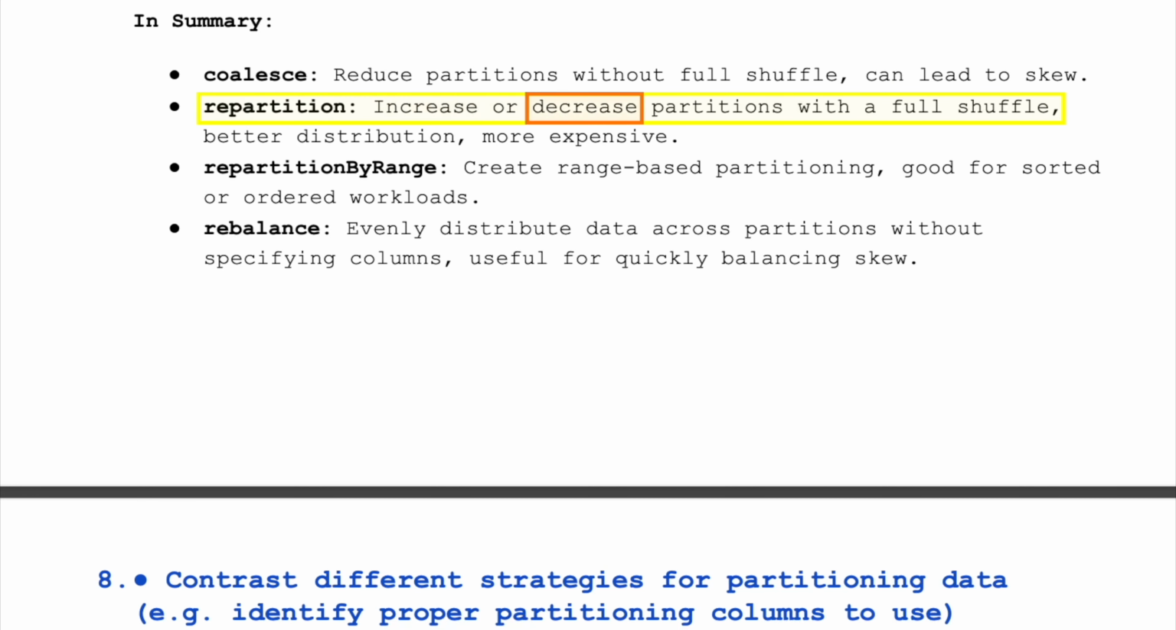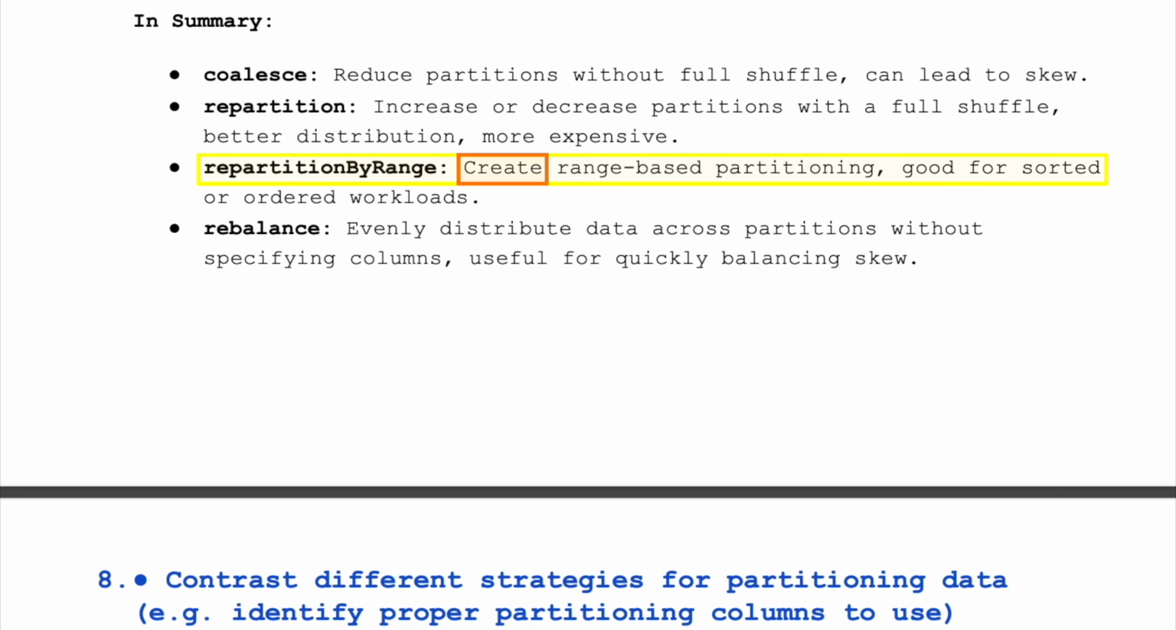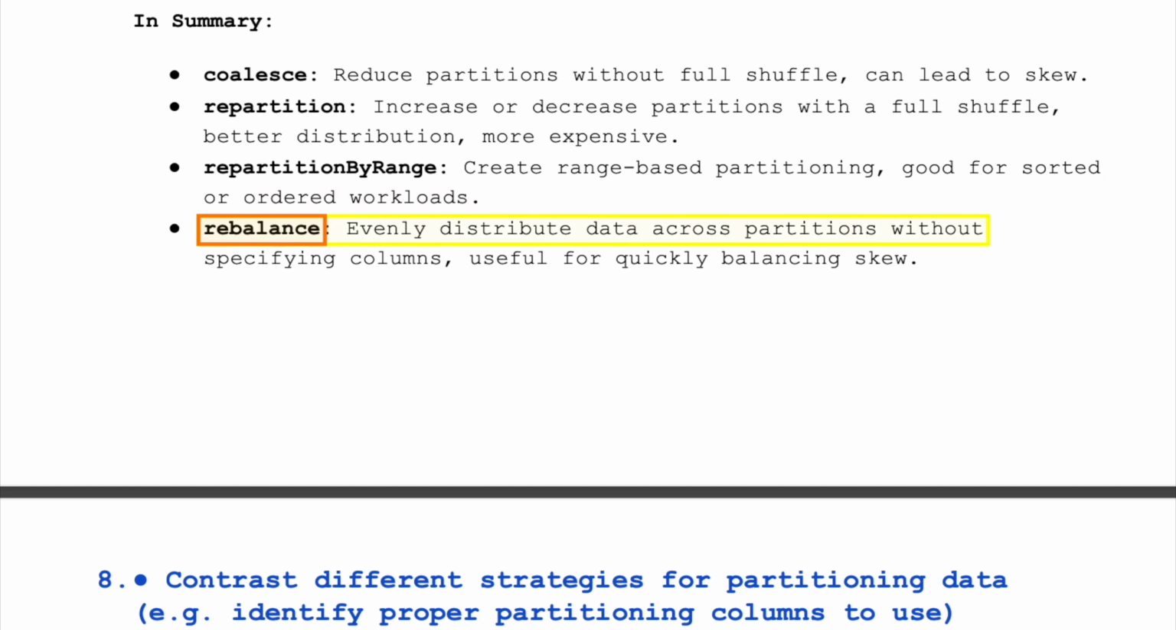Repartition: increase or decrease partitions with a full shuffle, better distribution, more expensive. Repartition by range: create range-based partitioning, good for sorted or ordered workloads. Rebalance: evenly distribute data across partitions without specifying columns, useful for quickly balancing skew.